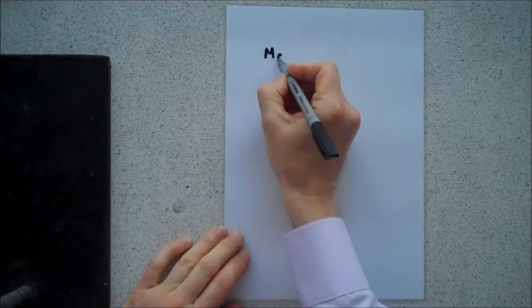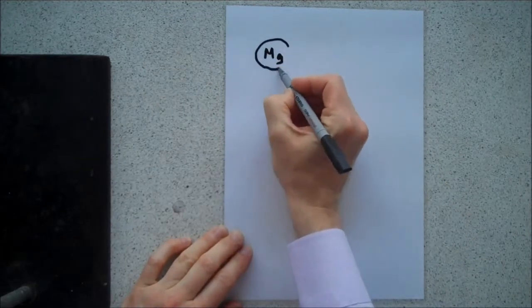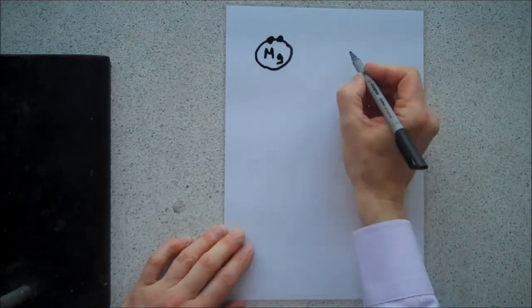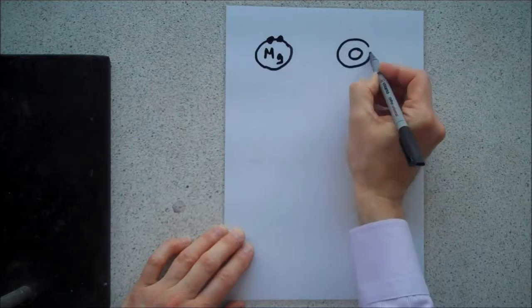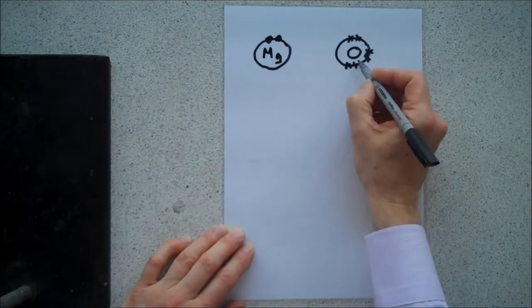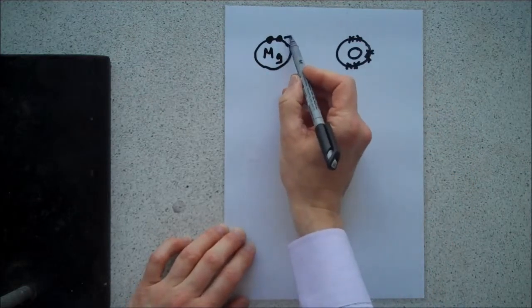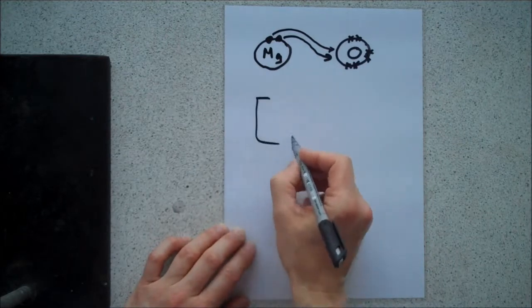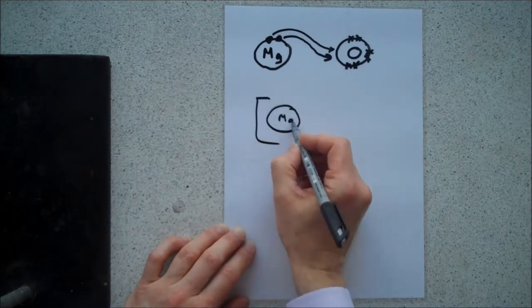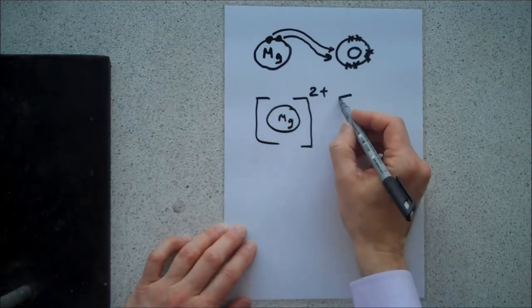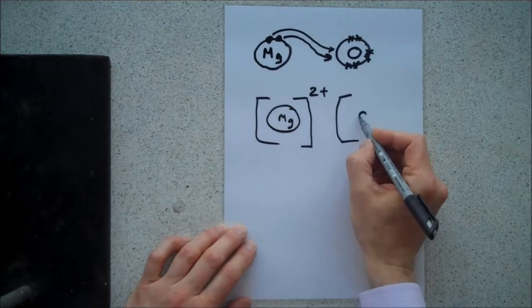So to summarize again, magnesium only has 2 electrons in its outer shell. So this time we'll only draw the 2 electrons in the outer shell. Oxygen has 6. Again, we won't worry about the inner shells because they never change. It's only the outer shell that changes. So magnesium gives those 2 electrons to oxygen. That leaves magnesium's outermost shell empty. The previous shell, of course, is full. It's lost 2 electrons, so it's 2 plus.